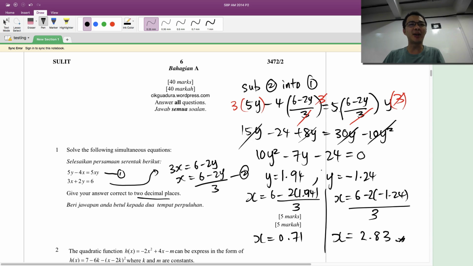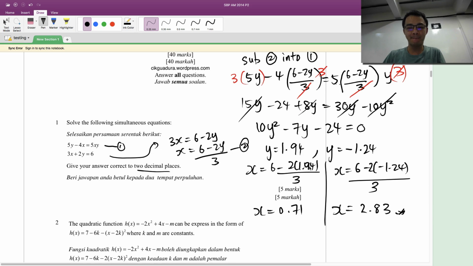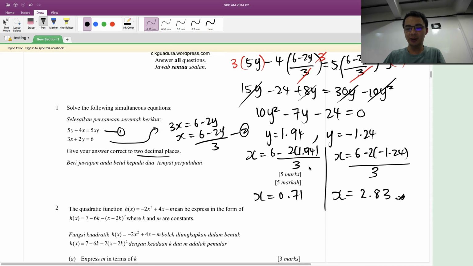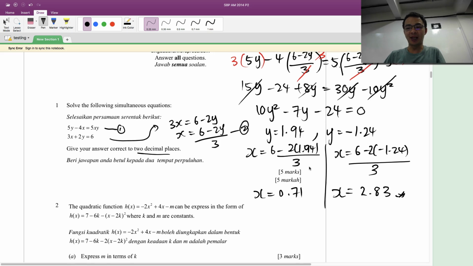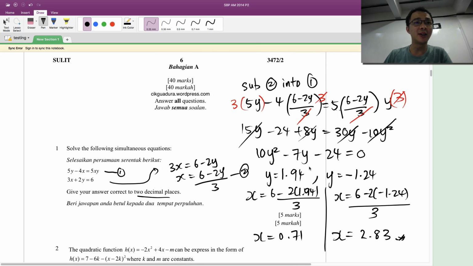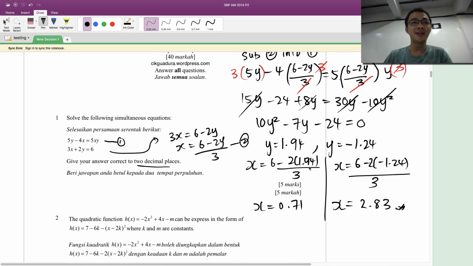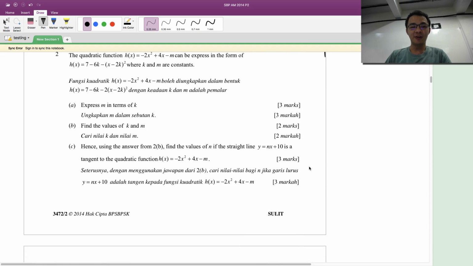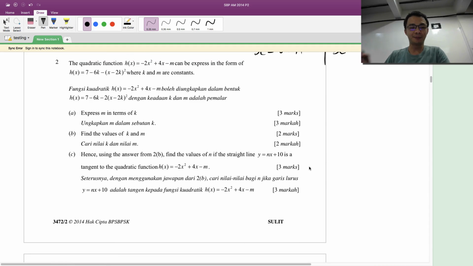You all should have the marking scheme with you, right? Yeah, it should be like this. This is just a simple algebra. Okay, good. Then we move on to the second question.